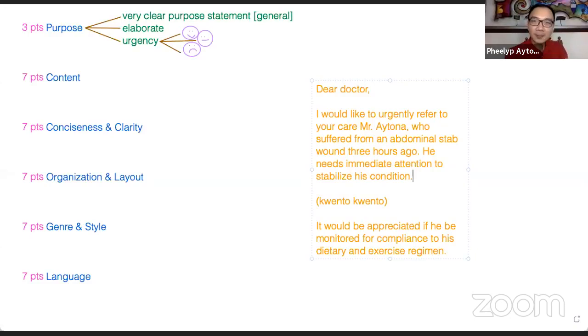Clear so far? So yeah, madali lang maka-perfect sa purpose. Just make sure that you have a general purpose statement at the start, elaborate it later, and then the level of urgency is clear. Not so easy though is yung mga kasunod. Yung contents and conciseness and clarity.